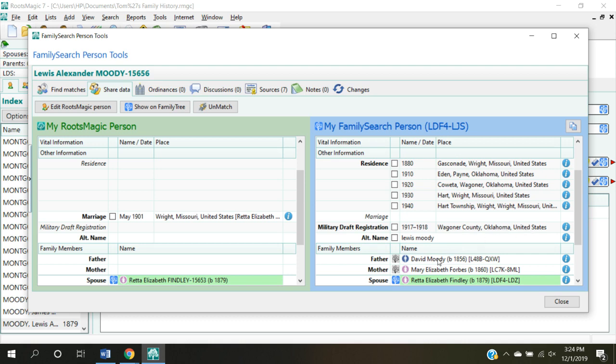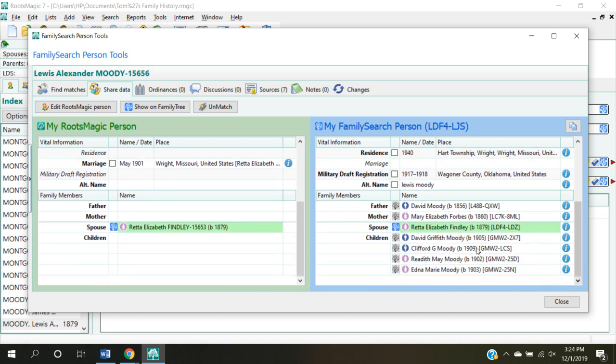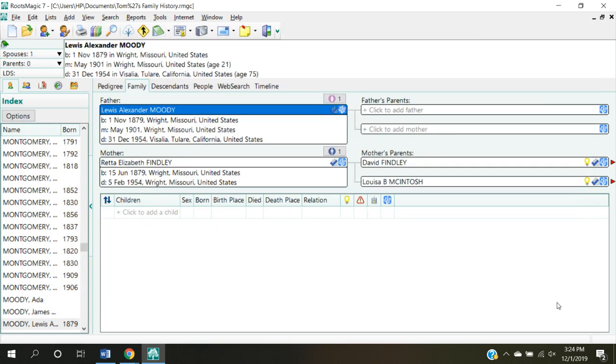Now, I don't know for a fact that Louis Alexander Moody's parents are David and Mary. But for now, I'm just going to close this. These are the children. And all of these children could get their temple work done now, if it hasn't already been done. Let me close this. And I'm going to look up on my own in the civil records who their children are. And that's just the way I do it, right?